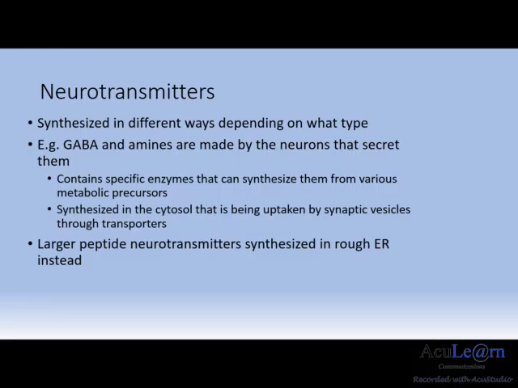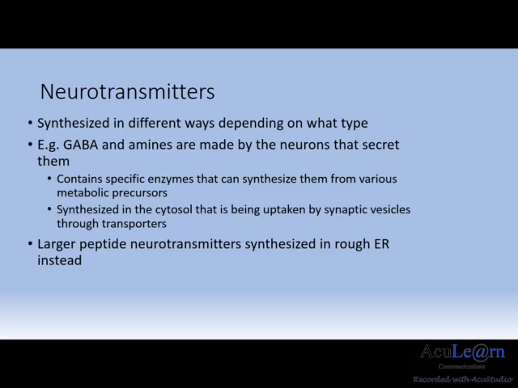Neurotransmitters are synthesized in many different ways. For example, glutamate and glycine are members of the 20 amino acids that are the basic foundation to build proteins. As a result, they are abundant across the cells in our body, including neurons as well. On the other hand, GABA and amines are made by the neurons that secrete them. These neurons contain specific enzymes that are able to synthesize them from several metabolic precursors.